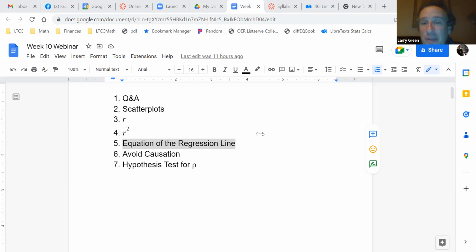So y equals mx plus b, we're going to be looking at the slope, and we're going to interpret the slope of the regression line. We're going to say, what does it tell you about the prediction? And we're also going to look at the y-intercept, the b, and we're going to say, what does the b tell you about the prediction? Or maybe it tells you nothing. The slope will tell you something, but the b may not tell you anything. So that's important. That's going to be the equation of the regression line.